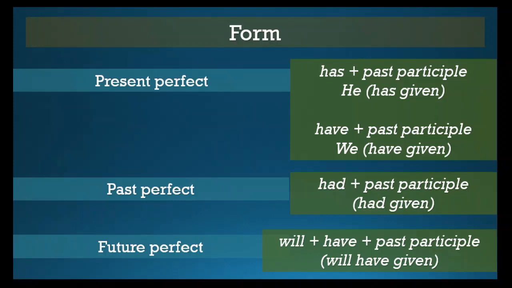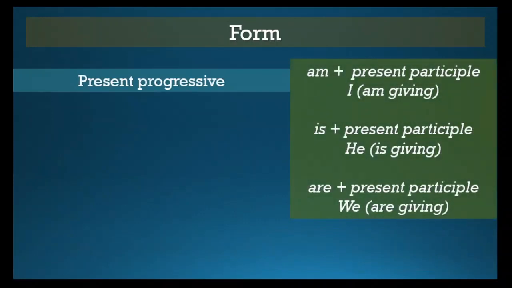Let's move on to the form of the tenses according to the progressive aspect. There are three forms possible in the case of present progressive. We have am plus present participle in the case that the subject is I. Is plus present participle is used when the subject is singular or in third person singular. Are plus present participle, on the other hand, suggests that the subject is in plural form.